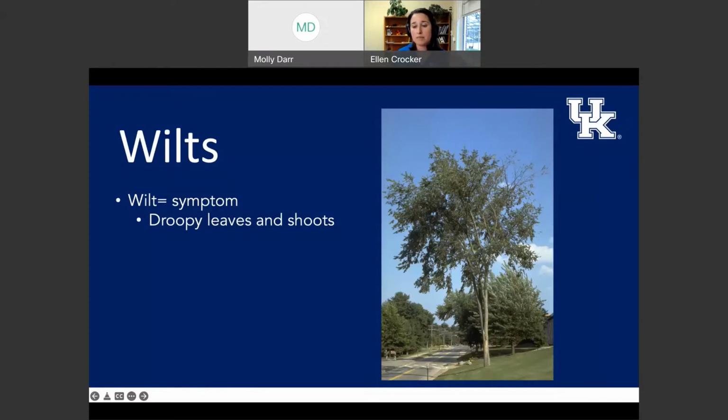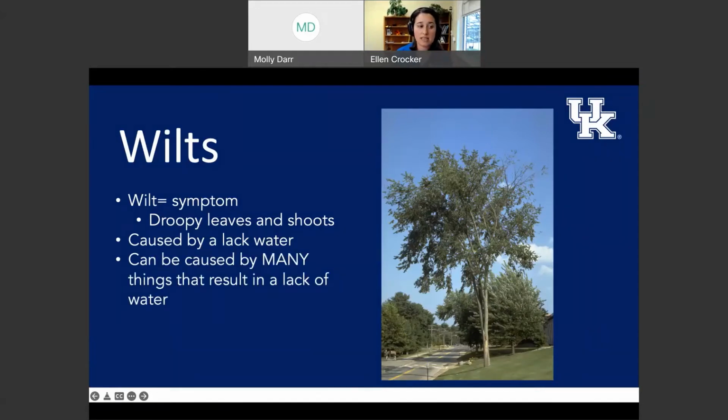Now, many different things can cause wilting, and it doesn't have to be a pathogen. You can get wilting from a lack of water. You can get wilting from root problems or from a canker that killed a branch. Anything that's cutting off that flow of water, pretty much. So when you see those wilting symptoms, what it suggests to me is a lack of water availability to that tree. Lots of different things can result in a lack of water.